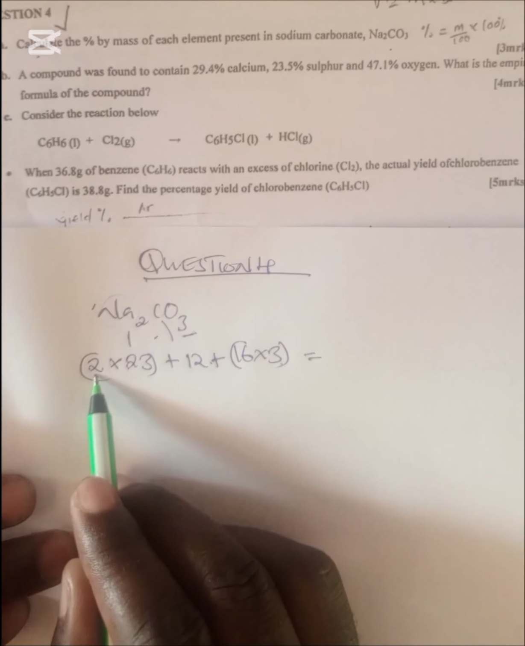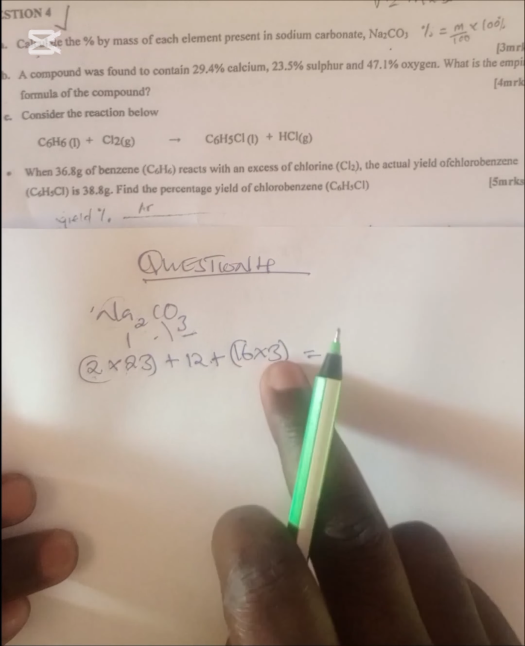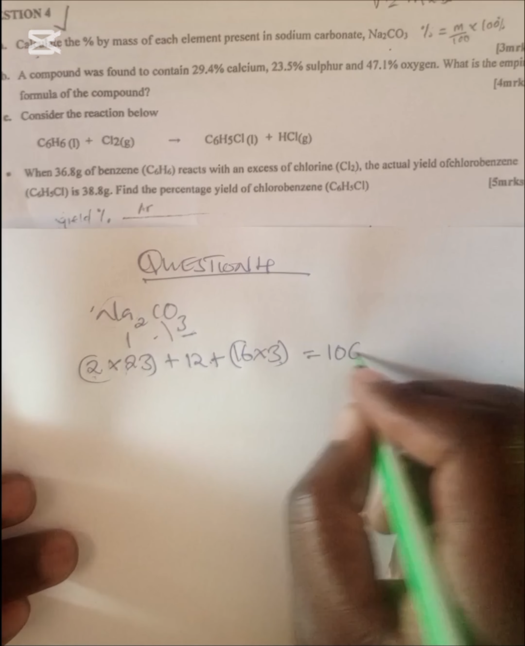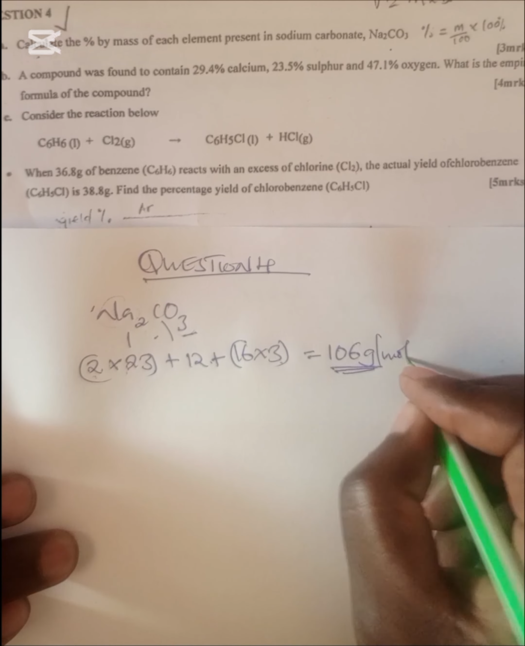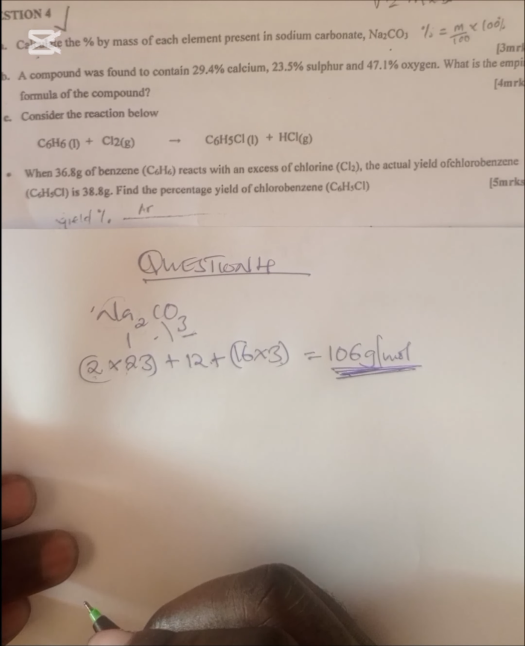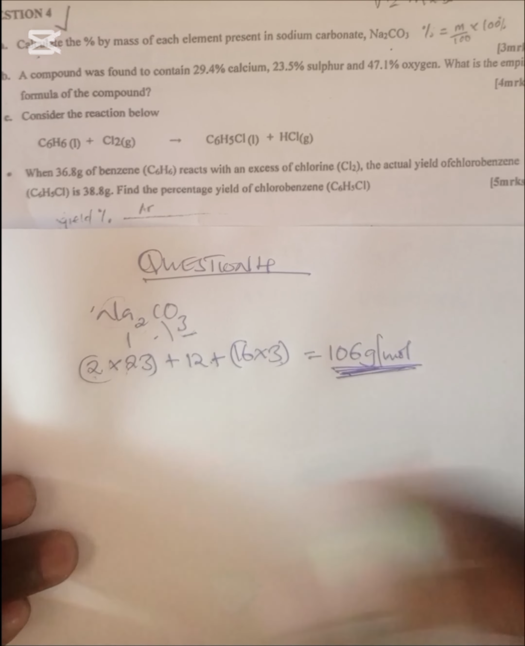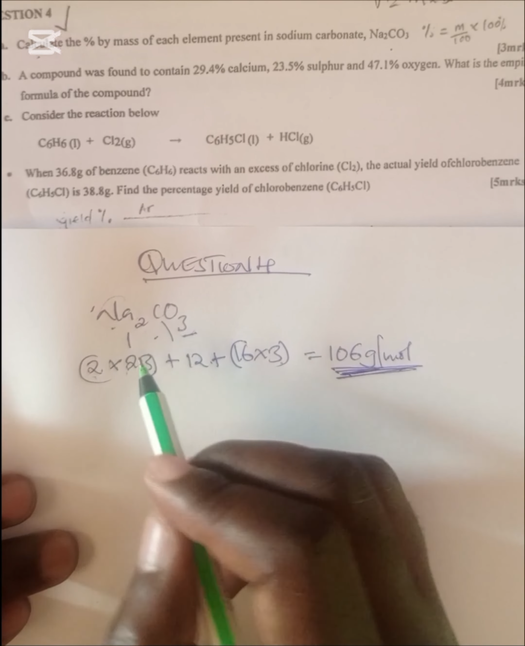So 2 times 23 is actually 46. So 46 plus 12 plus 16 by 3 is 48. This is giving us a total of 106 grams. This is the mass, grams per mole. This is the total mass of this given compound. So having done that, we are now going to determine the percentage of each element in sodium carbonate.